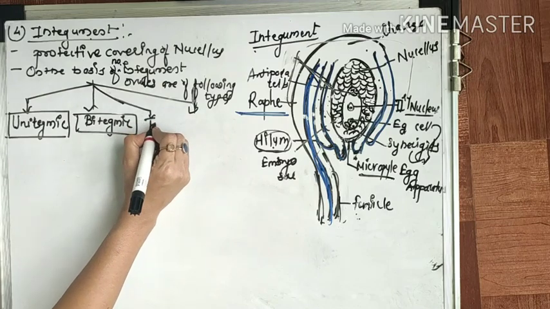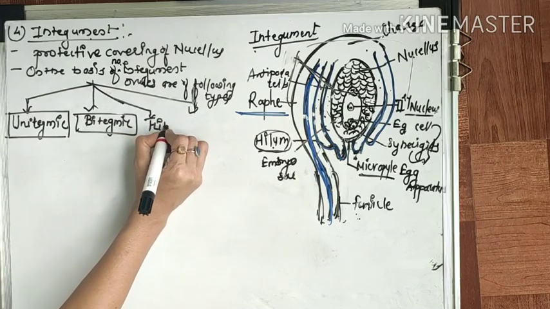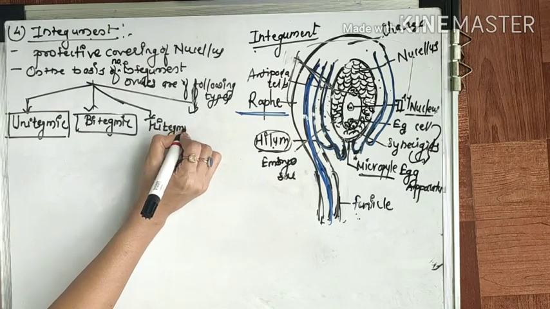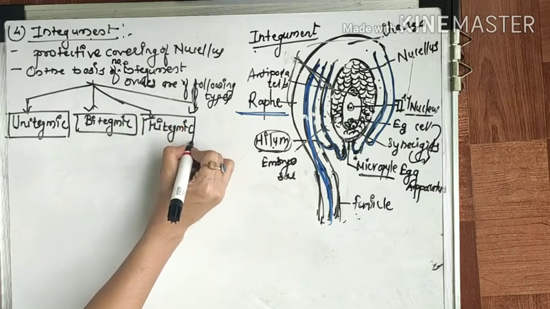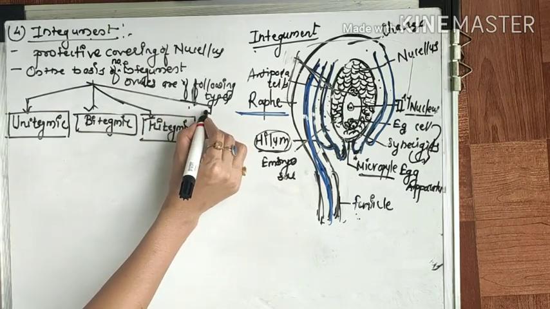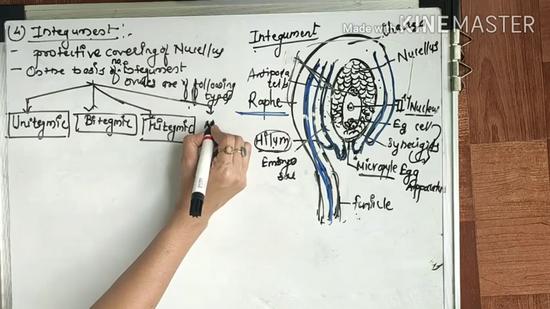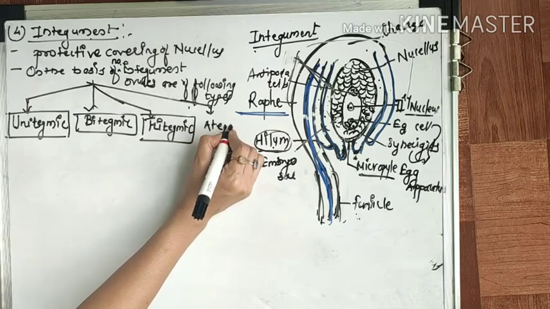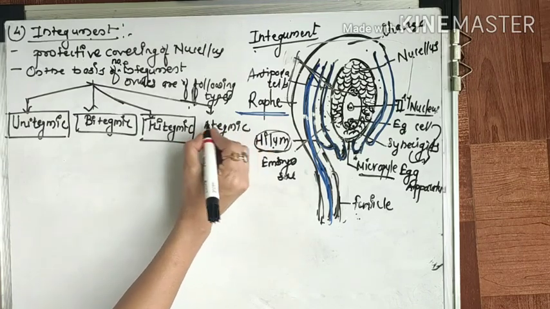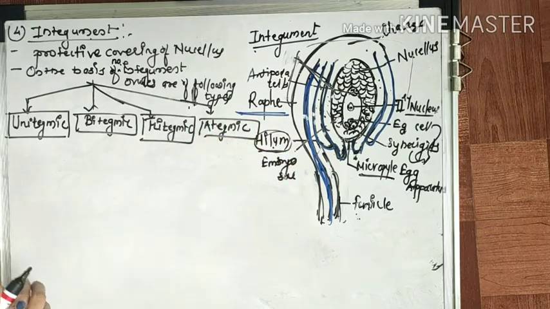Third is called tritegmic, and last, fourth, is called ategmic. Okay, so how many integuments are present? On that basis, ovules have the following types.